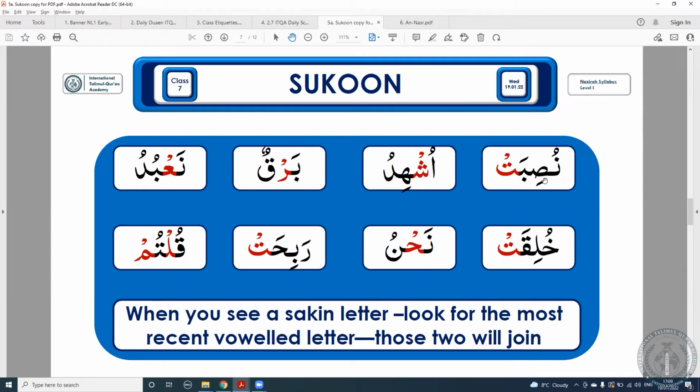Okay, so for example, over here, let's spot the sakin letter. The sakin letter is found at the end of this word. The ta is a sakin letter because it carries a sukoon. So this ta will join on to the most recent voweled letter. Let's have a look at the letter before it. Ba. Is ba a voweled letter? Yes, it is because it carries a fatha. So ba will join on to ta. But. Nusibat.